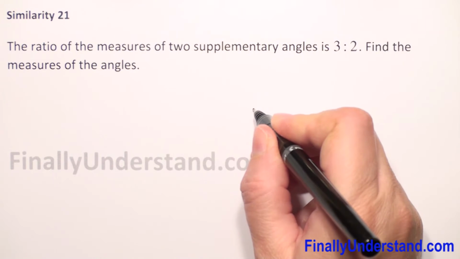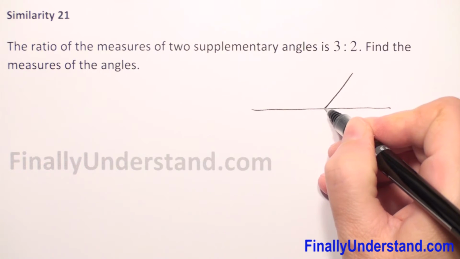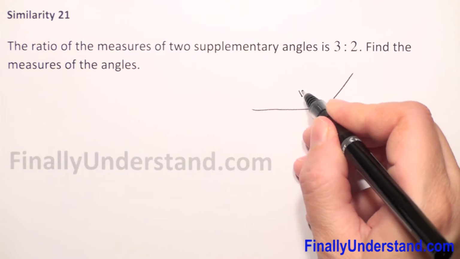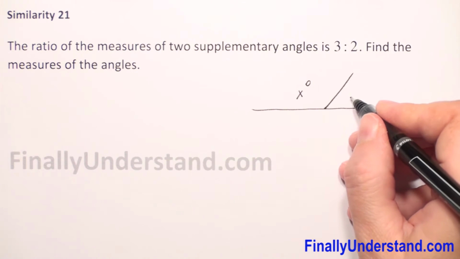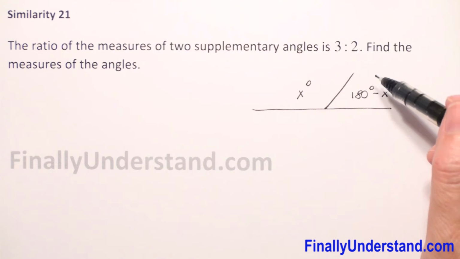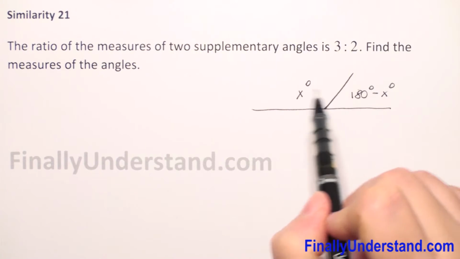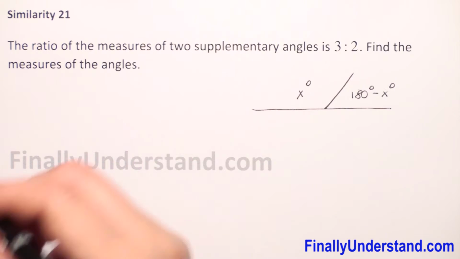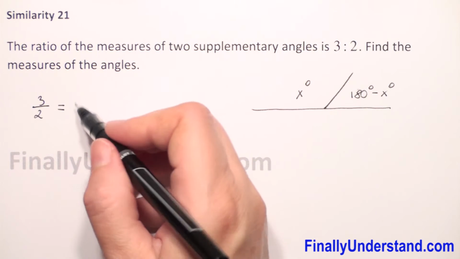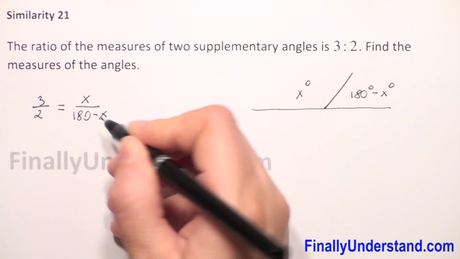So, for example, if we have here something like this, these two angles are supplementary angles. So if I write that this angle is x degrees, that will be 180 degrees minus x degrees. We have given that the measures of these two supplementary angles are in the ratio 3 to 2. So I can write that 3 to 2 is equal to x, let's forget about degrees, to 180 minus x.